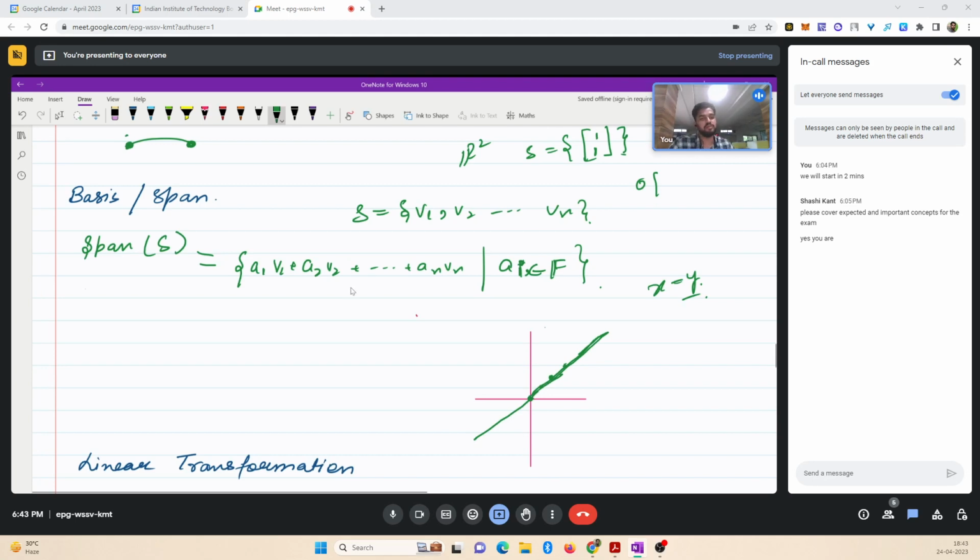If you had two linearly independent vectors over here, then the span would have been the complete R2.